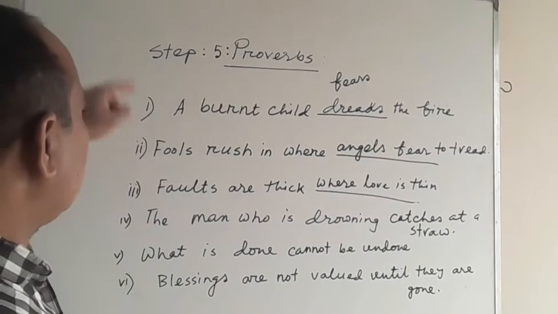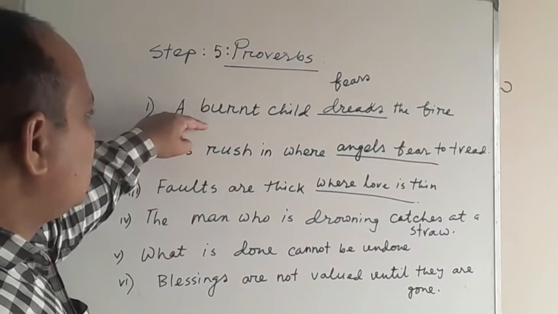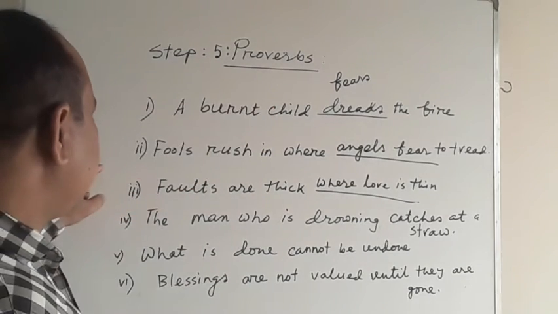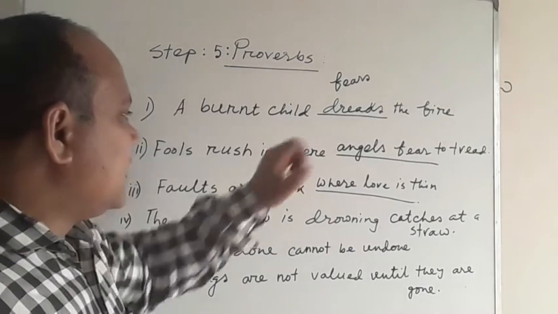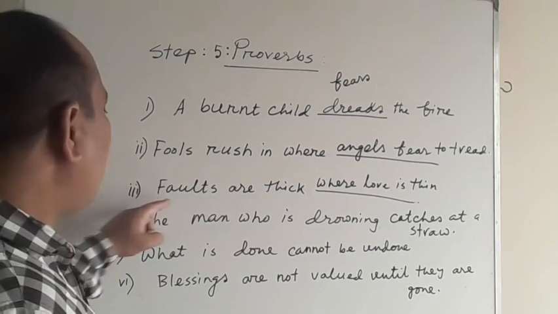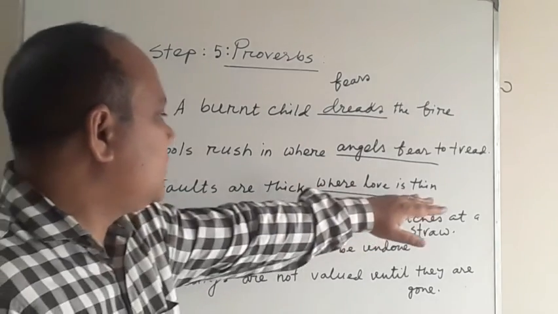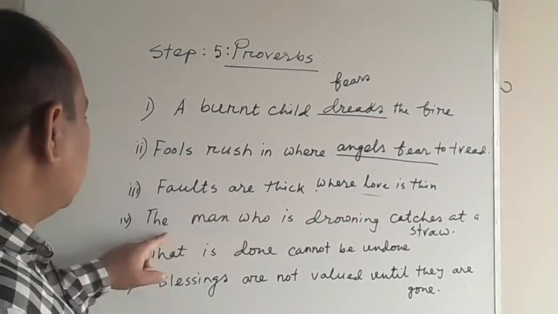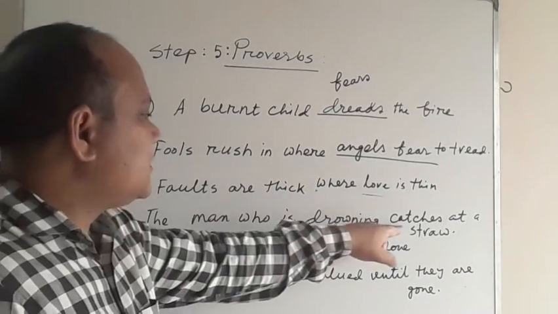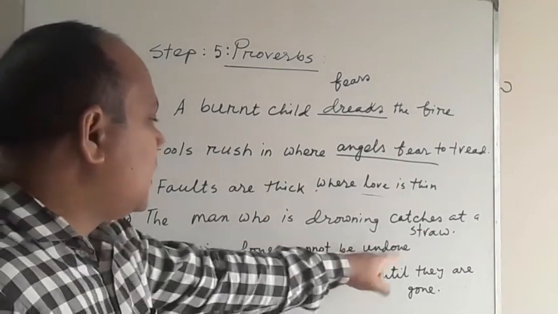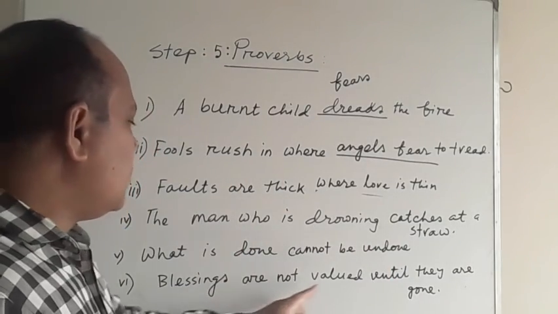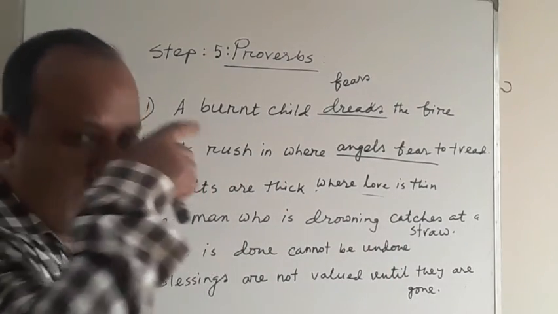Now come to the point. First one, a burnt child dreads or fears the fire. Second one, fools rush in where angels fear to tread. Faults are thick where love is thin. Then, the man who is drowning catches at a straw. What is done cannot be undone. Blessings are not valued until they are gone.